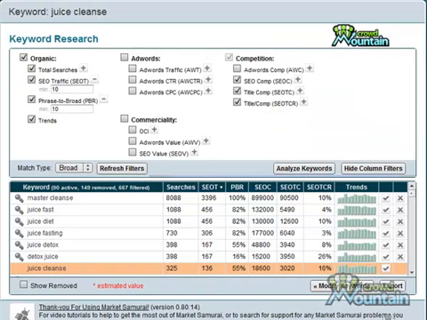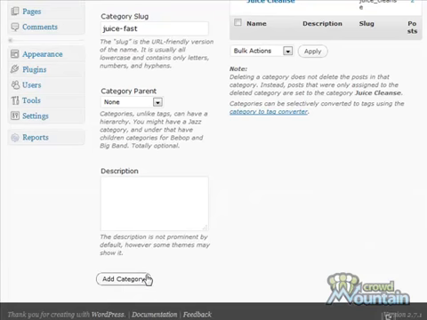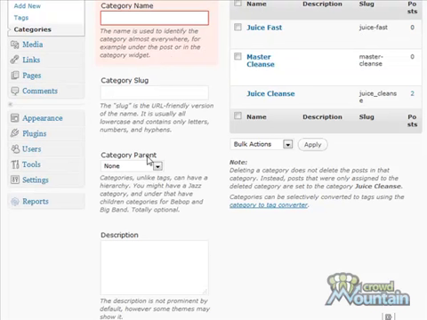So the next keyword that I chose was juice fast, and I'll enter that into category, enter in a category slug and add that category. And I'm going to go through and add the rest of my categories, and I want you to do the same on your site as well.